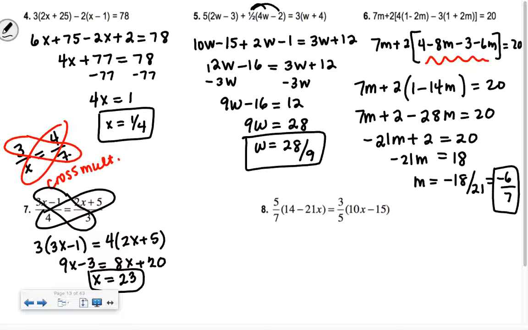All right, so you are not going to have fraction phobia after this year. We're going to deal with that phobia, okay? So we're going to multiply the 5 over 7 in, and we're going to multiply the 3 over 5 in.